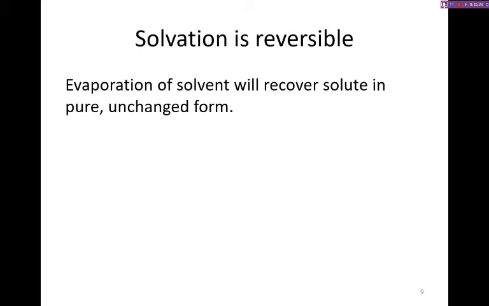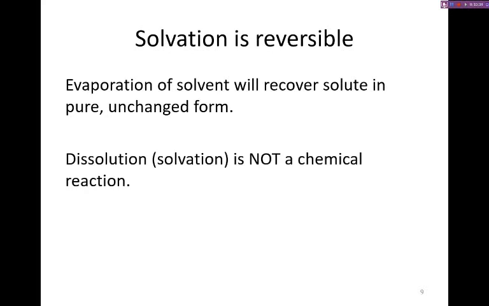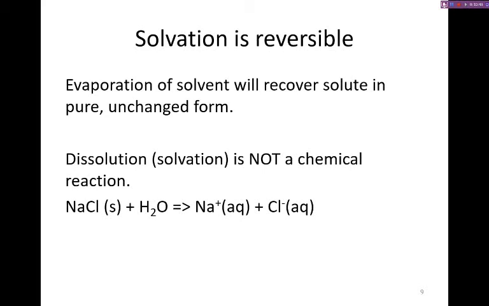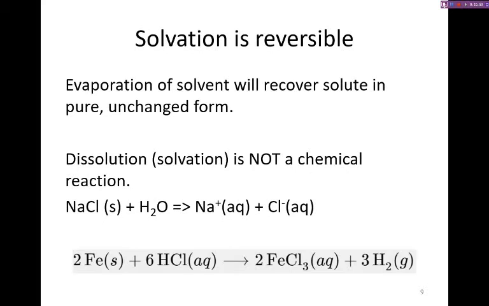It's important to realize that the solvation process is reversible. So if we evaporate the solvent, we're going to recover the solute in a pure, unchanged form. This means then that the solvation process is not a chemical reaction. So for example, we could take solid sodium chloride, add water to it, and it would dissolve and become aqueous sodium ions and chloride ions. However, if we dissolve iron in hydrochloric acid, that's going to produce iron chloride and hydrogen gas.